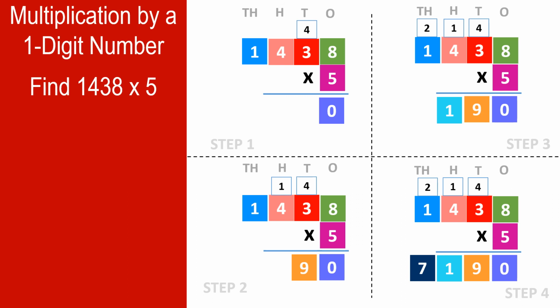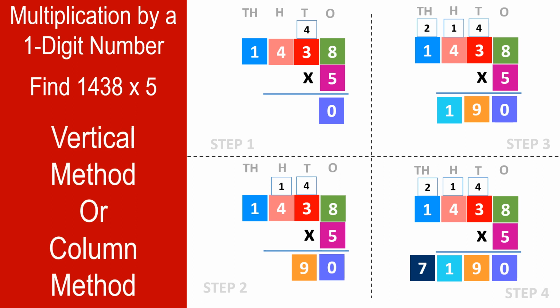So what is our answer? It is 7190. So the answer of 1438 multiplied by 5 equals 7190. Very nice, beta ji. Again, this method is called vertical method or column method.